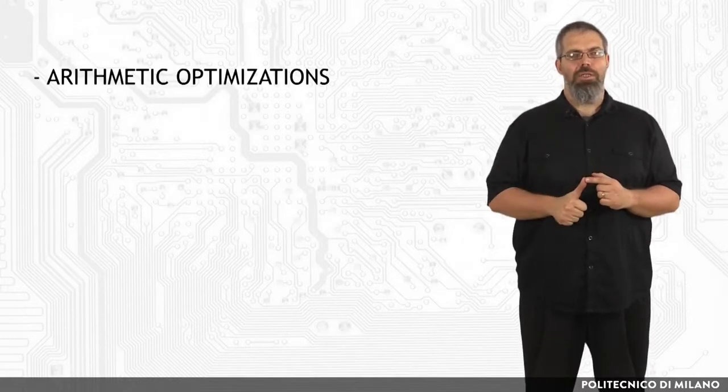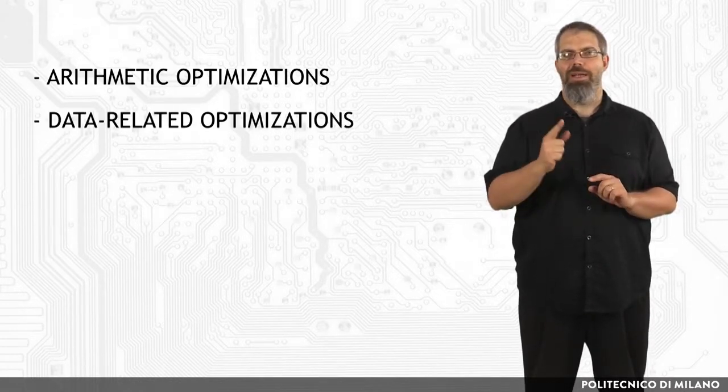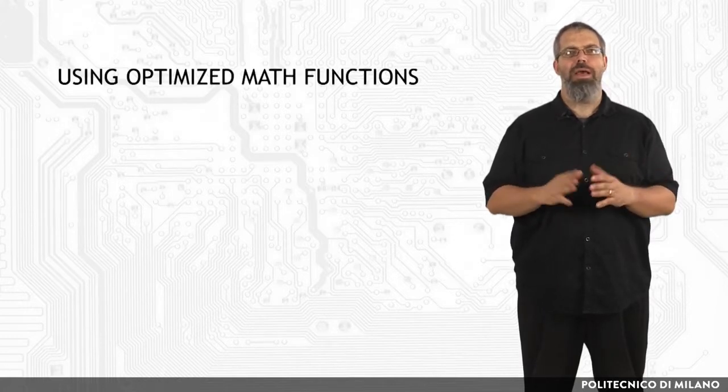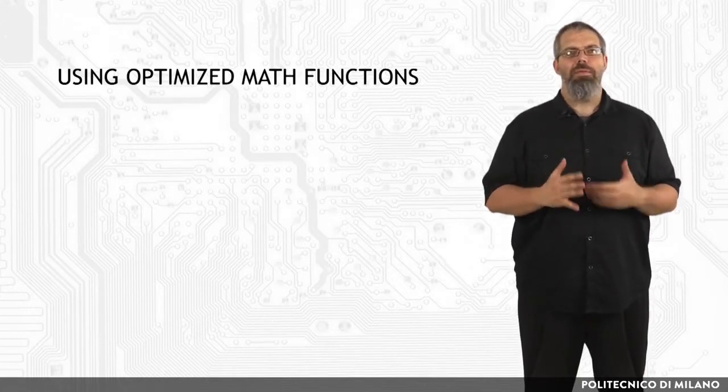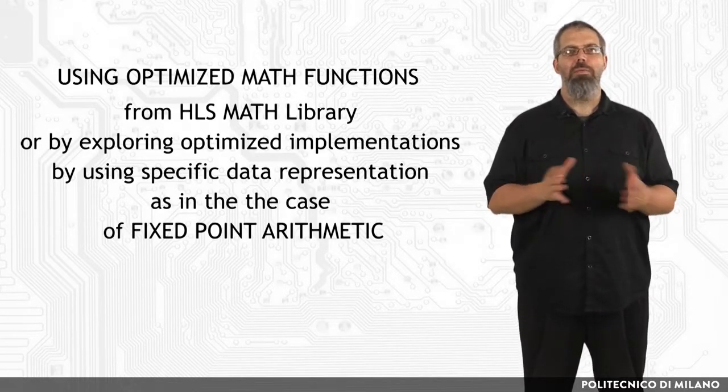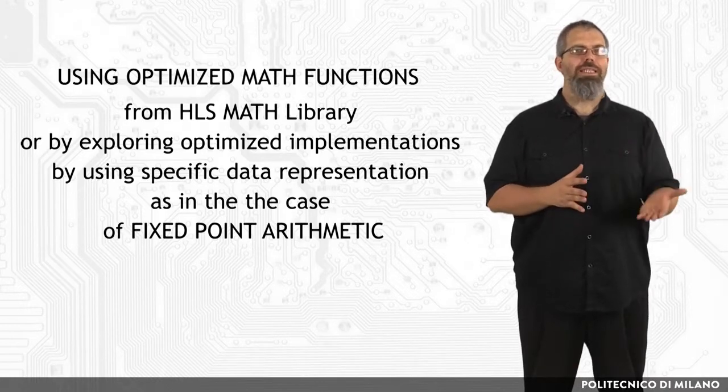or investigate further. Within this context, I'd like to organize these recommendations in three sets of optimization: arithmetic optimizations, data-related optimization, and finally, last but not least, memory-related optimizations. Arithmetic optimizations are related, as the name suggests, to the possibility of exploring optimization by means of using optimized math functions, as in the case of the built-in math functions from the HLS math library, or by exploring optimized implementation by using specific data representation, as in the case of fixed-point arithmetic.